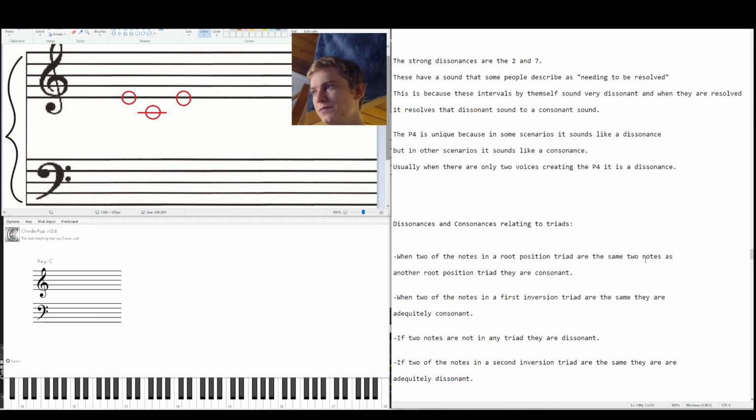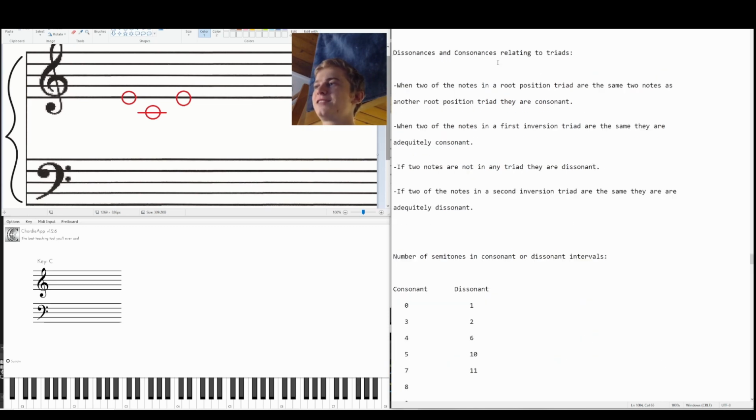The perfect fourth is unique because in some scenarios it sounds like a dissonance, but in other scenarios it sounds like a consonance. Usually when there are only two voices creating the perfect fourth, it is a dissonance.